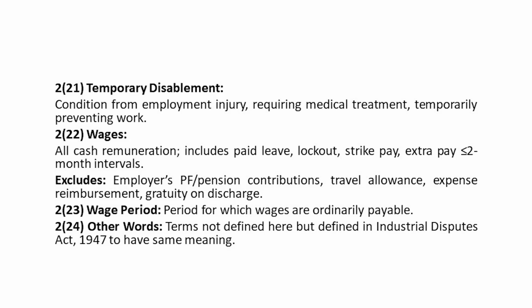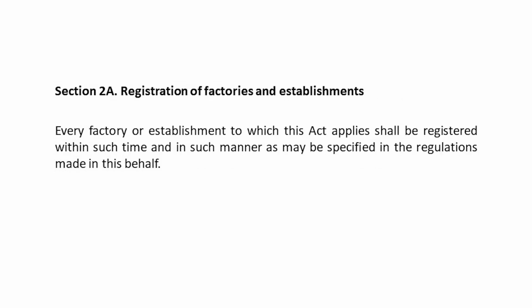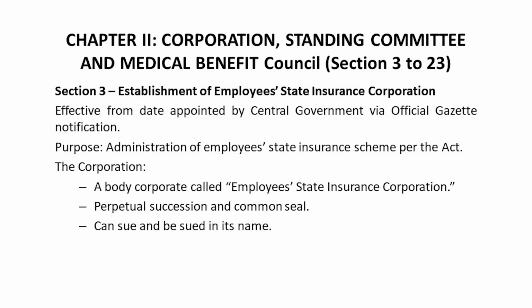To get the benefit under this act, it is very, very important that, in Section 2A, the registration of the factories has to be there. These factories or establishments have to be registered for the application of this act, within such a time and in the manner specified in the regulation set up under this act. After that, Chapter 2, from Section 3 to 23, deals with the administration of the Employee State Insurance Act.